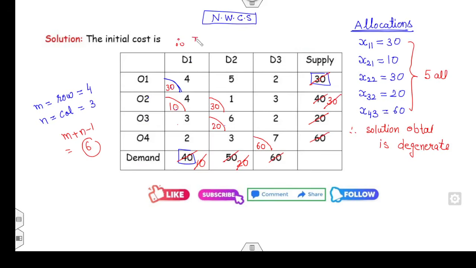Therefore, you can find the initial cost because this is the initial basic feasible solution. The initial cost is 30 multiplied by 4, 120, plus 10 into 4, 40, plus 30 into 1, 30, plus 20 into 6, 120, plus 60 into 4, 240. Now you can add them. It's 420, 240 and 70. So 730 is my initial cost of the transportation problem. Remember, this is the feasible cost only. Fine, it may be optimal, it may not.